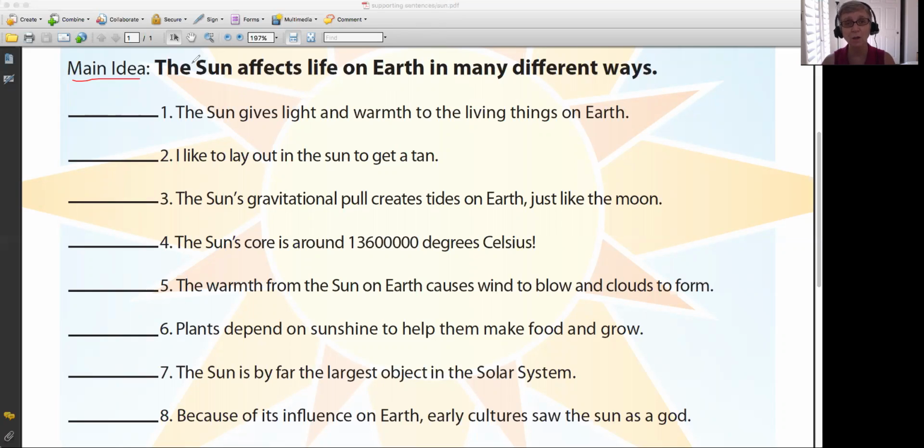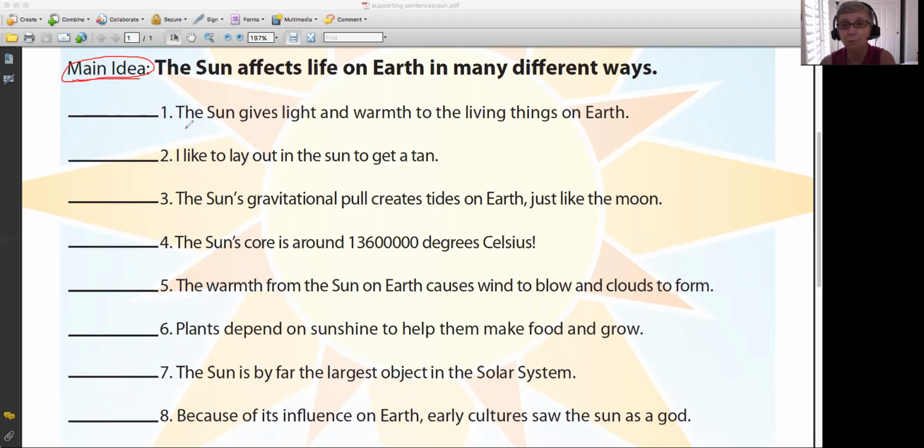Okay, so here's our main idea. The sun affects life on Earth in many different ways. So we are going to pretend that they were wanting to write a sentence with this main idea, and we'll just choose which one of these eight fits this. And you'll just tell me where I should circle it. Sorry yours didn't work out. If it does pop up, let me know, okay? I usually like people to do their own drawing.